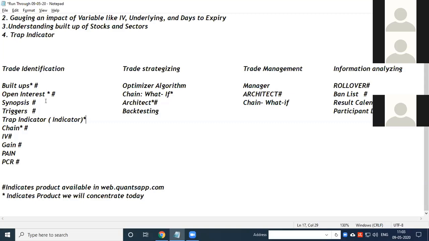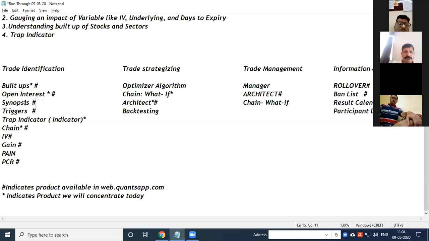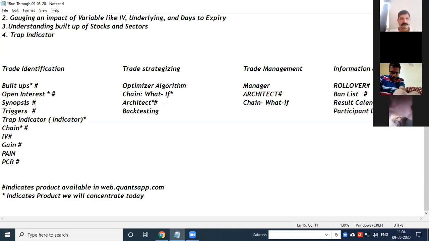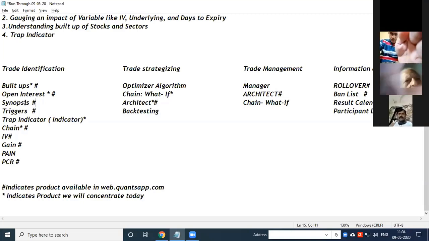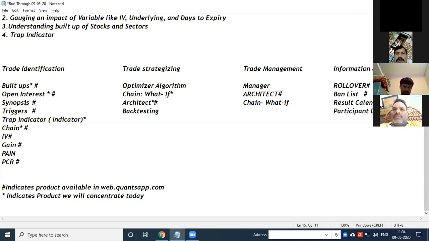Third is the synopsis. I would rather say it's more of an intraday thing. A person who wants to buy in the morning and close off by the day end looks at the synopsis at regular intervals, because that will tell you which particular strike is seeing activity. Scanning the entire market, the strikes showing the highest activity and the highest open interest changes are shown up in synopsis. So it's very simple to scan.